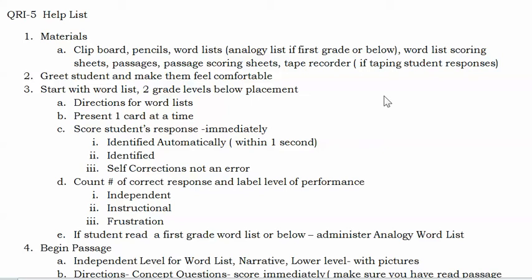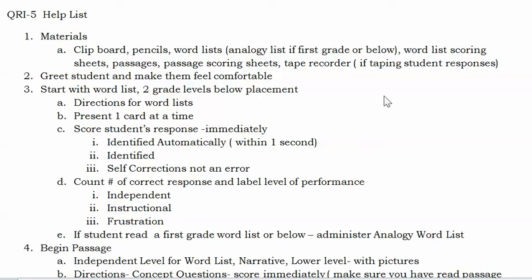You need the word list. Now, you can print them out of the book on the pages, or you can print them off of the CD. You will be using the analogy list as well if you do first grade or below. You need the word list scoring sheets where you identify if they knew it automatically or just identified. Make sure you write the word they say if it is said incorrectly.